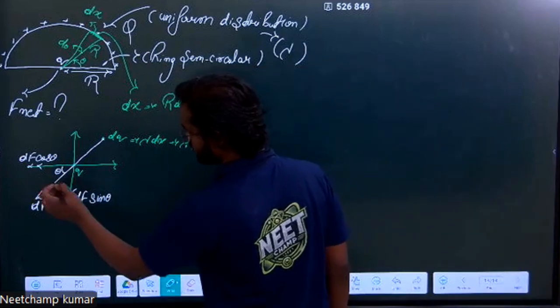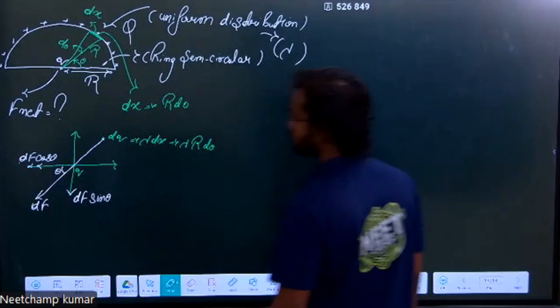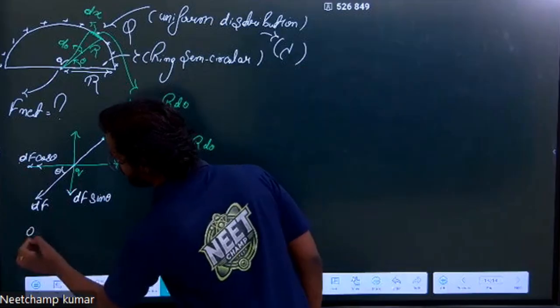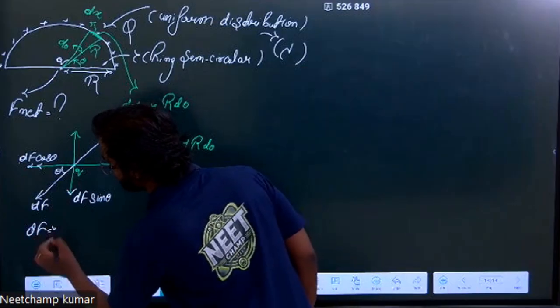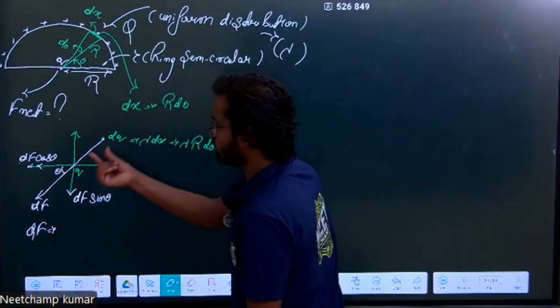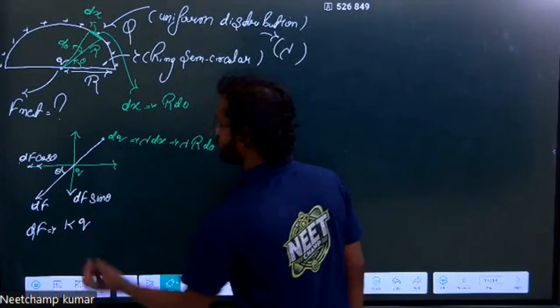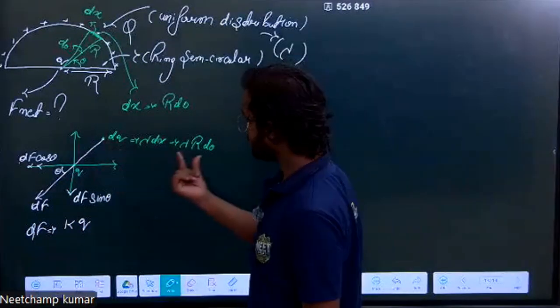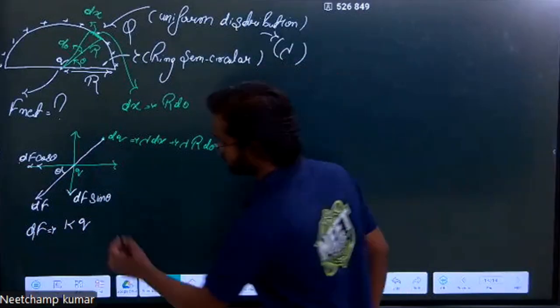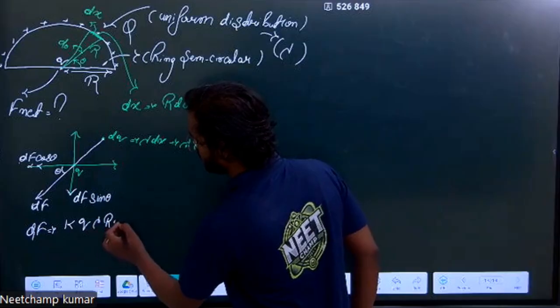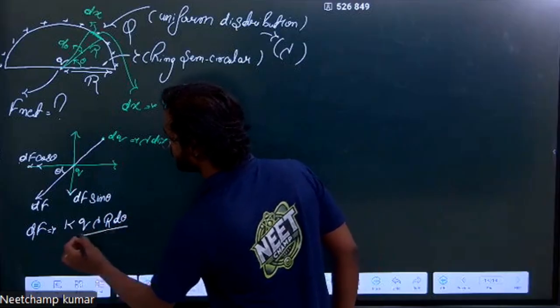So let's take the horizontal one. First we have to write df. What is df? Df is a small force, that is the force between these two charges, that is k q dq. What is dq? Dq is lambda r d theta. So this will be lambda r d theta divided by, what is the distance?